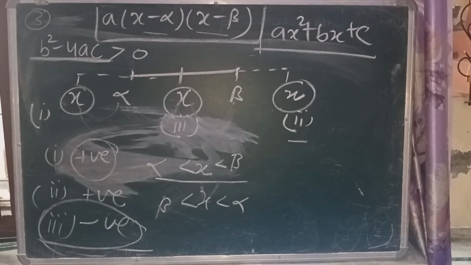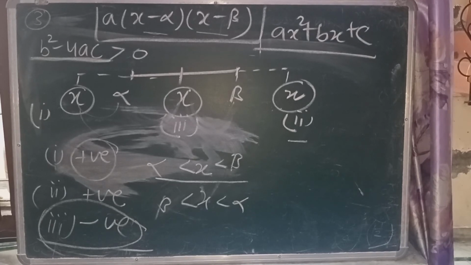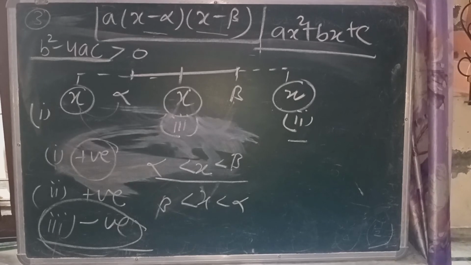Only this point you have to keep in your mind. Whenever x lies between alpha and beta, that means whenever the value of x lies between its 2 roots, then we can say that the expression will be completely negative.